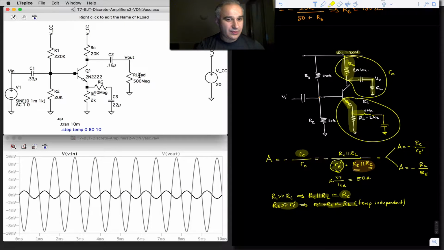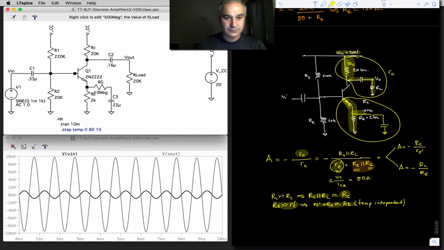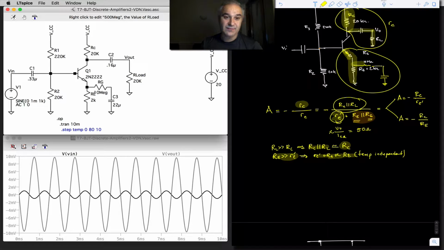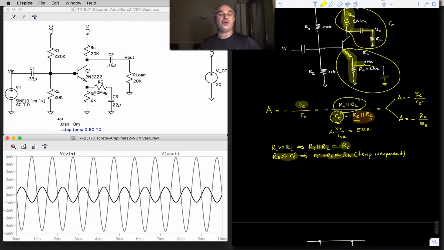Now, what happens, however, if the load becomes comparable to RC? Okay, I'm going to say 20K. Well, let's calculate. What will happen in this case? Well, we cannot neglect it now. They are in parallel, right? And so we are going to lose half of the gain with that. 20K and 20K gives us 10K. 10K divided by 2K, we're going to see half of the gain lost due to loading. And you see that. So what can we do?